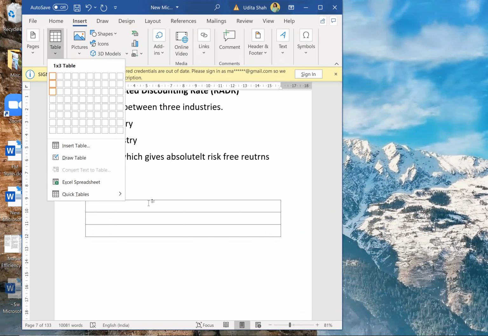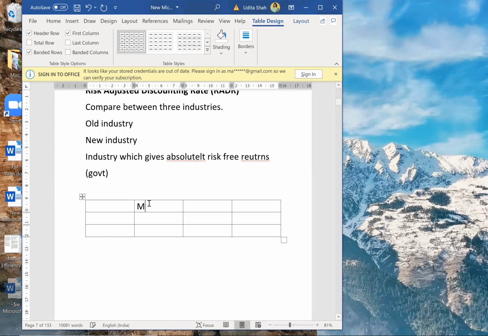Okay, so let us say again the same example: manufacturing industry, software industry, and government sector.